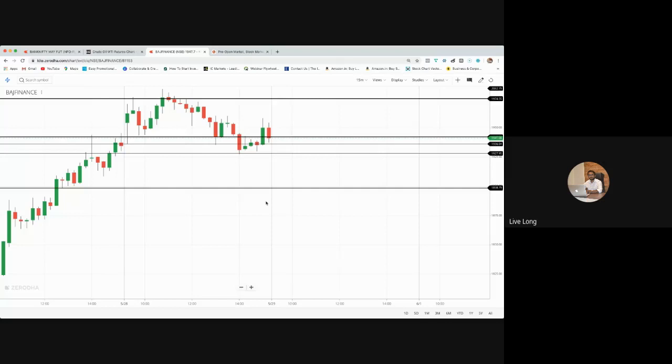Since there is a strategy involved in this, may I ask you this question? If you buy something, what is the probability that the price is going to go up or down? 50-50, I guess. Yes, so basically, if you buy something, the probability that the price is going to go up or down is 50-50.